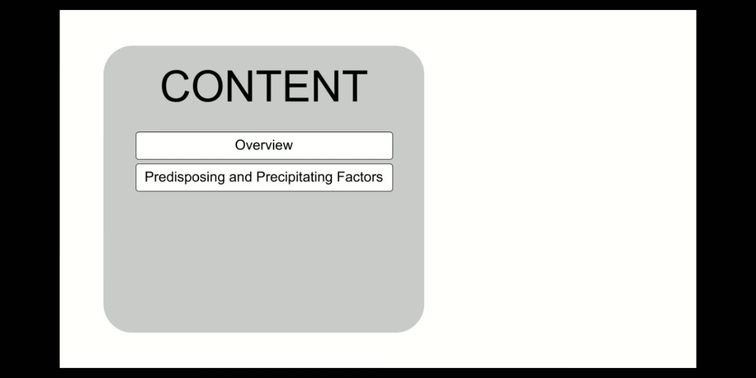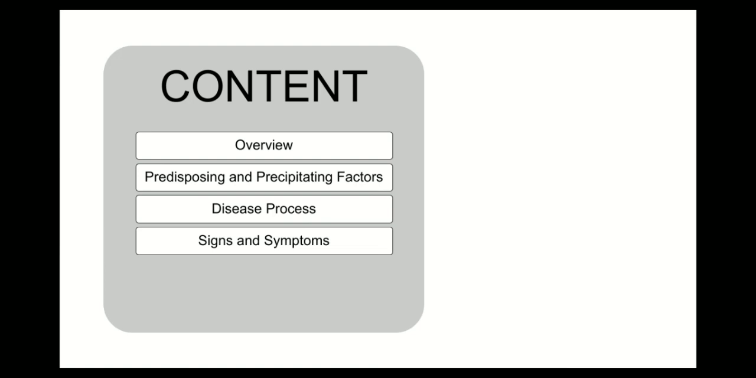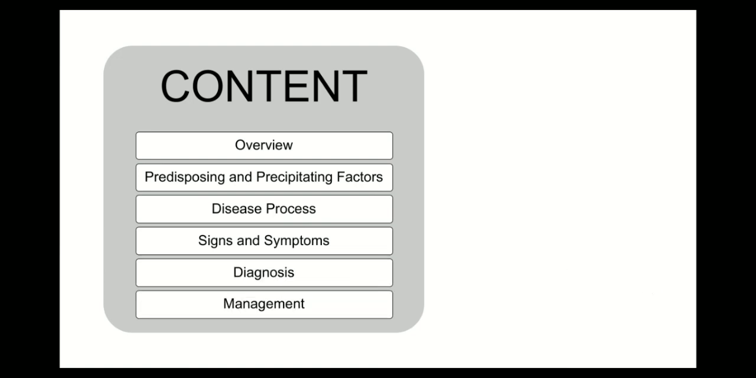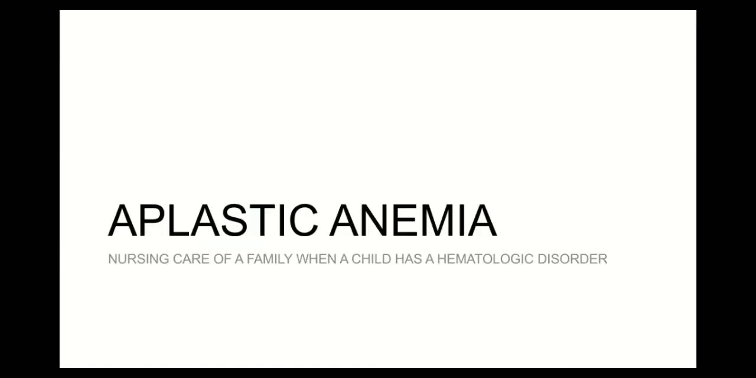First is a general overview of the disease, the predisposing and precipitating factors. Next would be the disease process, the signs and symptoms, the diagnosis, and also the management. For management, I'll be including nursing management, medical, and also surgical management if there is an available one.